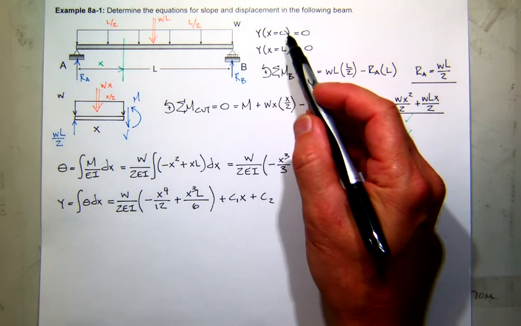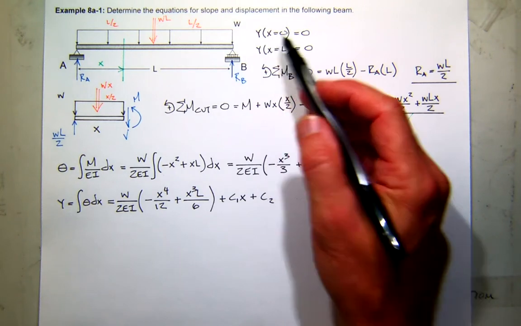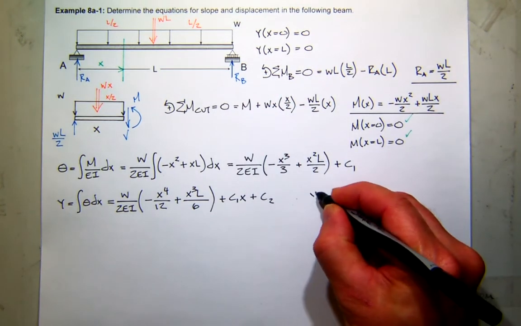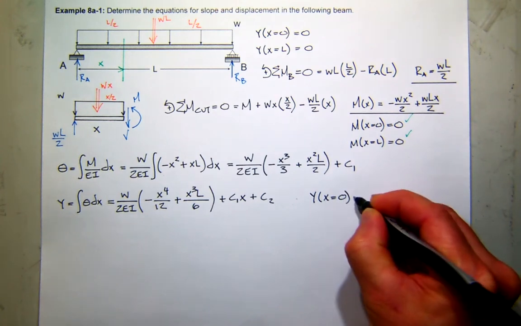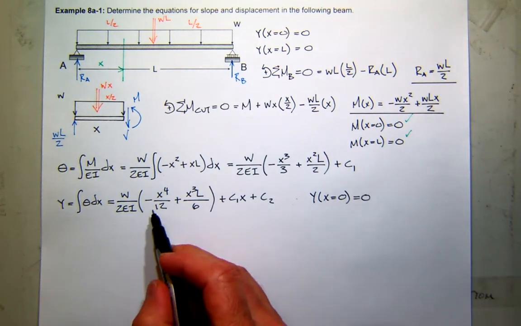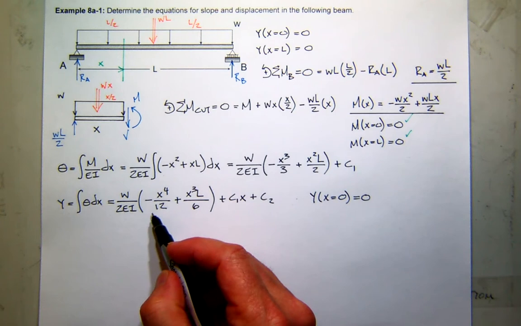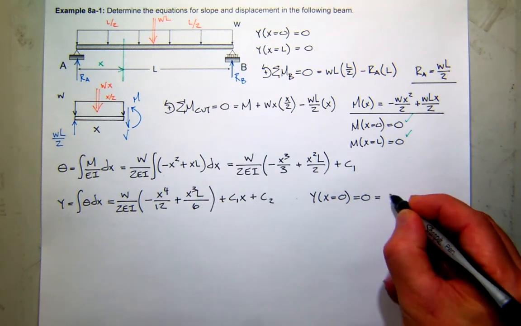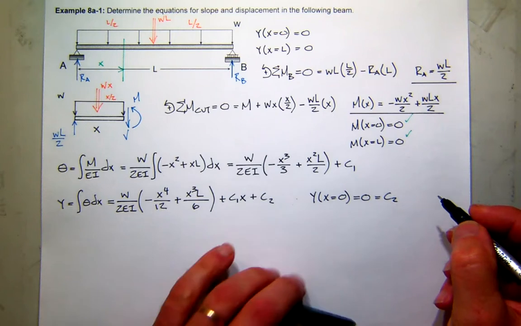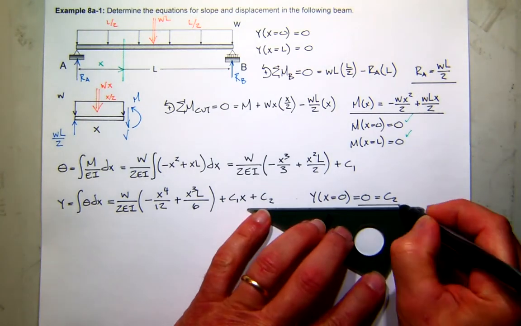Usually the one with x equals 0 is the best one to start with, so we'll do that. So I'll first start here: I know the displacement when x is equal to 0 has to be 0. So I'm going to plug in x equal to 0. 0, 0, 0. All I'm left with is C2. So what does C2 have to be equal to? 0.